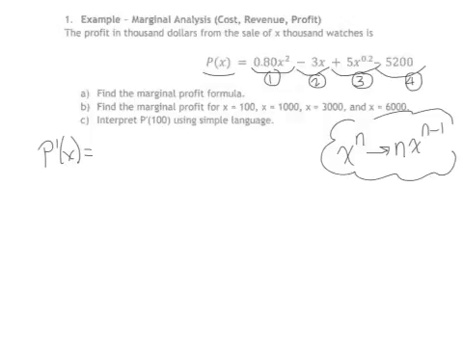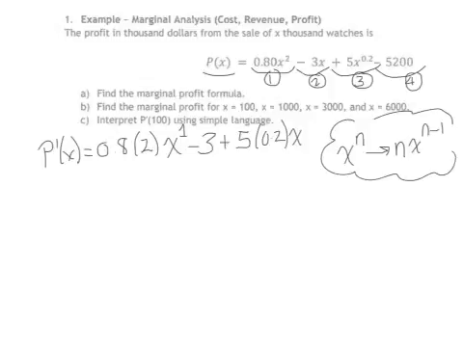So we have the first term we're going to deal with, it's 0.8. We have 2, that's the n, we're bringing down as a multiplier. Then we have x to the n minus 1, so that's 2 minus 1 is 1. The next term we have is negative 3x, so we're going to be left with the negative 3, because x to the 1, and then minus 1 will be 0, and any exponent to the 0 is 1. And then we're going to have plus 5 times 0.2 x to the 0.2 minus 1. So we're going to have a negative exponent here, negative 0.8. And the last term, term 4, is negative 5200, which is a constant. And the derivative of a constant is 0. So we have a 0 term there in our marginal profit function.